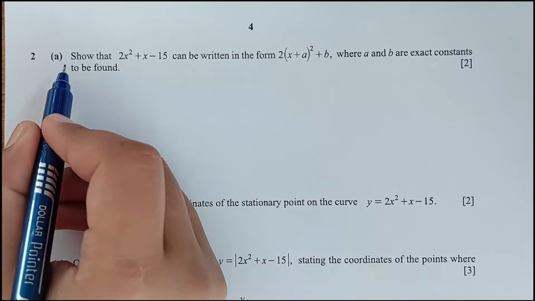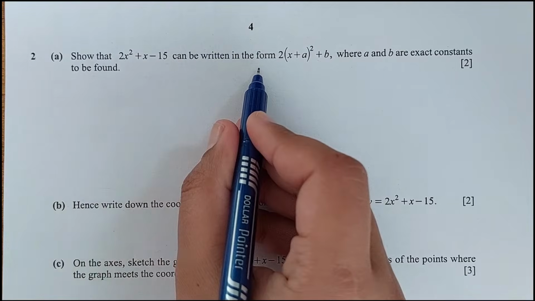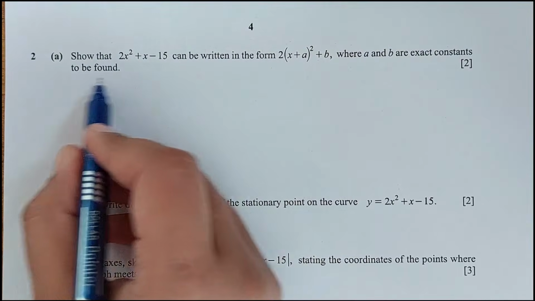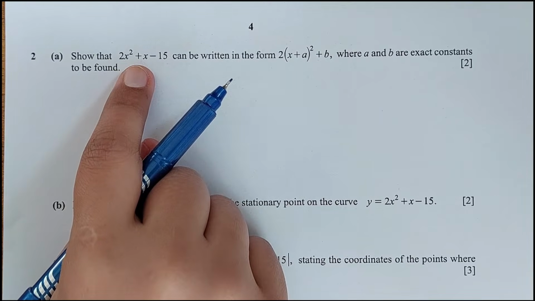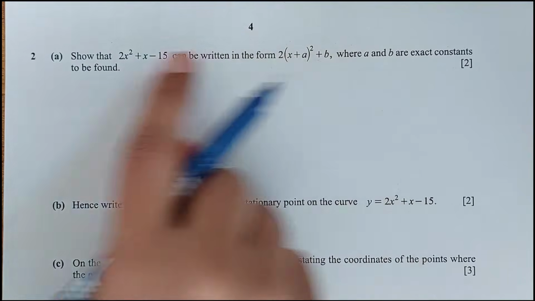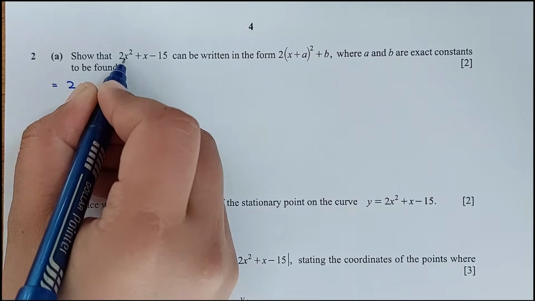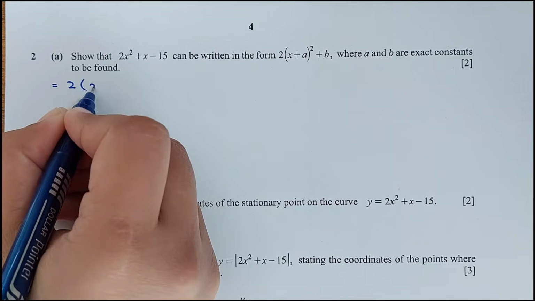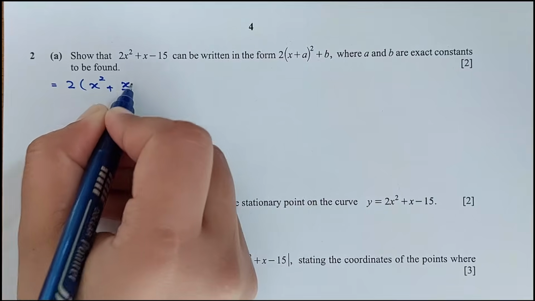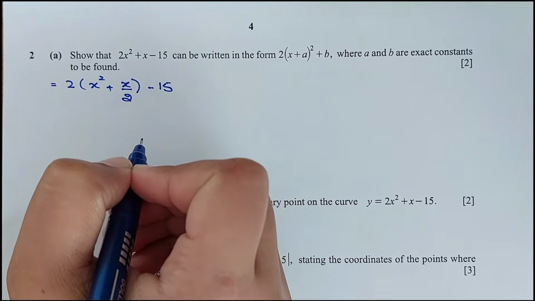Question number 2, part A: show that 2x squared plus x minus 15 can be written in this form, where a and b are exact constants to be found. This is the standard form of a quadratic, and this is the vertex form. Let me convert the standard to vertex form. The first step is to take the coefficient of x squared common from the first and second terms, which is 2 times x squared plus x over 2, and the constant term stays the same.